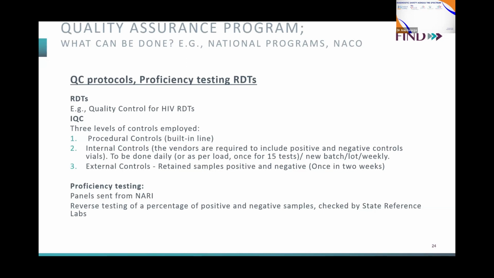There are 2 kinds of quality assurance. One is internal, which you do on a daily or periodic basis, and proficiency testing, which is when you're getting blinded samples from somewhere and you need to give that result. The panels are sent by NARI, the National AIDS Research Institute. And also there is reverse testing. In some percentage, positive and negative samples are checked by the state reference lab. So there is a very robust mechanism of quality assurance in the POCTs used by the national program NACO. Next one.